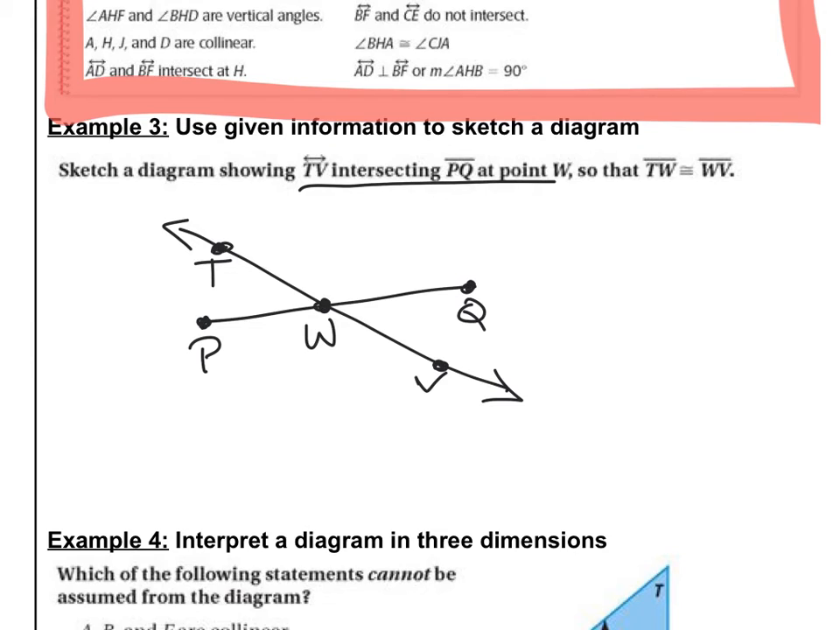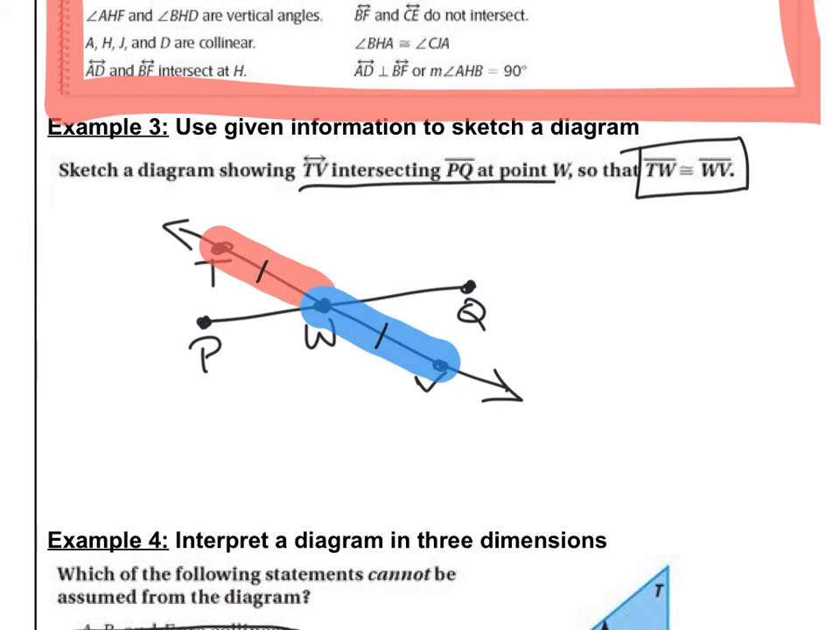The second half is we want to mark that TW is congruent to WV. So we have TW here, and we want to say that it is congruent to WV. If you remember back to congruence, we use tick marks to show congruence. You can use 1, you can use 2. It doesn't matter whether you use 1 or 2, just make sure that you mark that both line segments are congruent. And that's how we sketch a diagram showing that line TV intersects PQ at point W and that those two line segments are congruent.